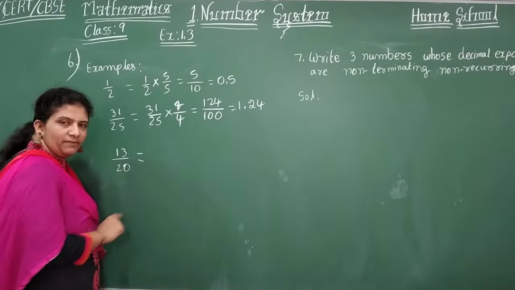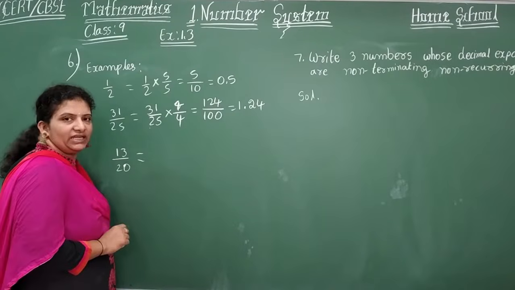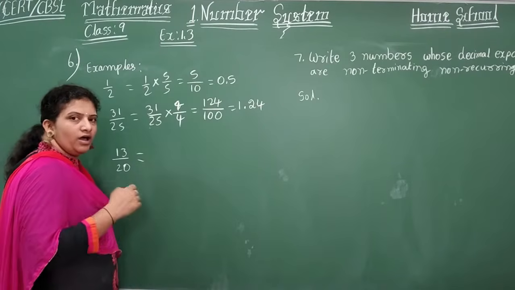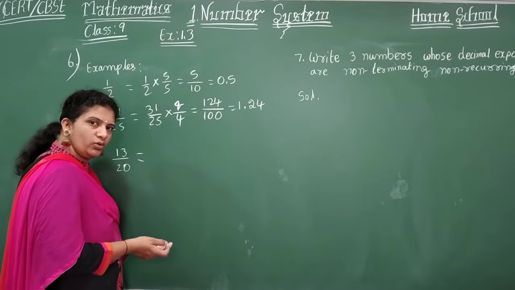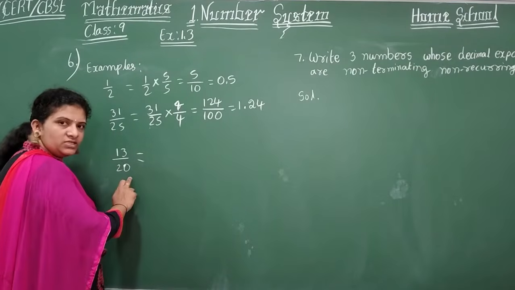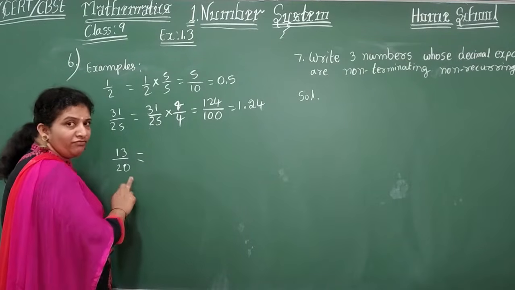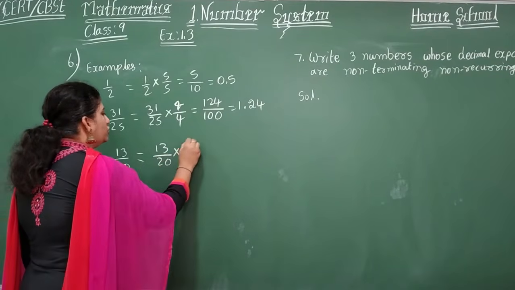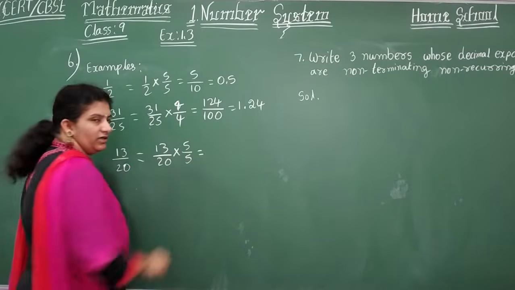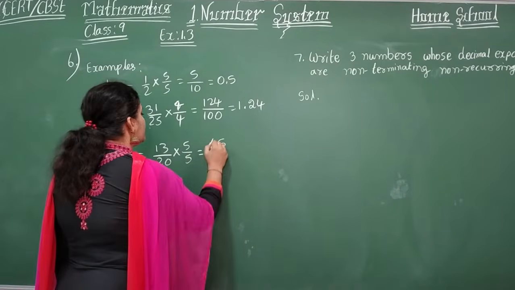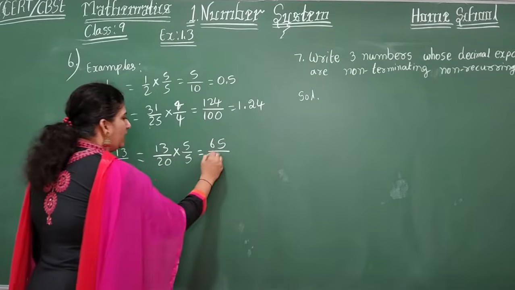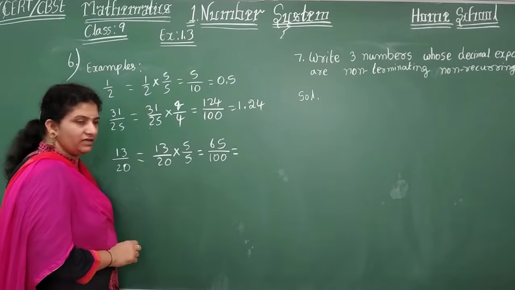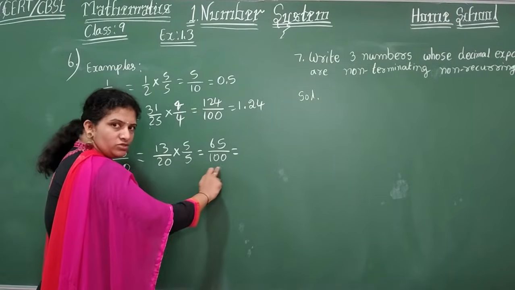Look here, third example, 13 by 20. So convert this denominator into 10 squares or 100 or 1000, as much as you want. So for this 20, what do you multiply to get 100? 5, right? So multiply 5 for the numerator and also the denominator. That will be 65 by 100. So again, how many zeros do you have? 2 zeros.